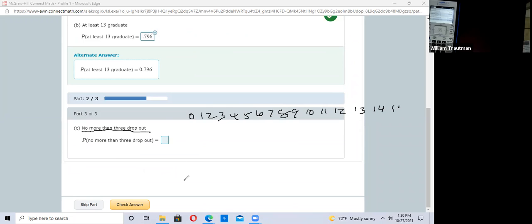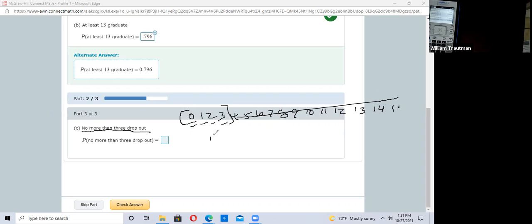Which numbers do I underline for no more than 3? Would it be 0 through 3? Yes, because we can't pick any number more than 3. No number more than 3 can be picked. These are all the numbers more than 3. We can't count them. No more than 3.